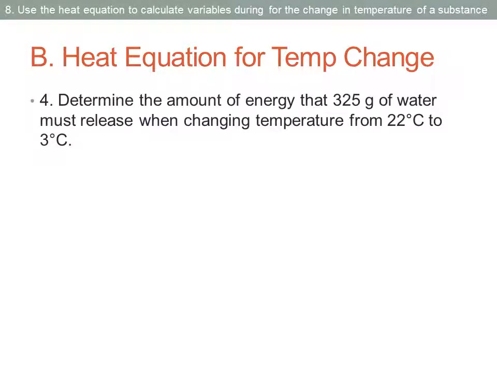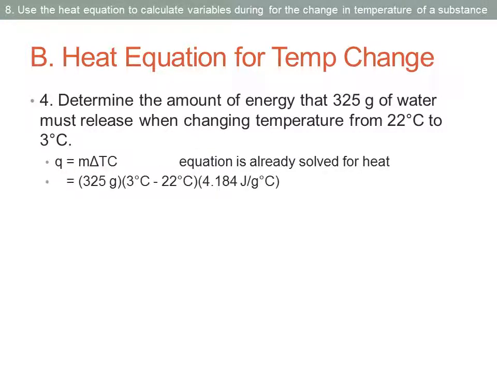Next question. Determine the amount of energy that 325 grams of water must release when changing temperature from 22 degrees Celsius to 3 degrees Celsius. Same type of problem we just had. We have a temperature change and we're asked to find the amount of energy or heat that is involved. In this case, we're releasing heat, but we're still finding Q. And the equation is already solved for that, so I don't need to do any algebra.